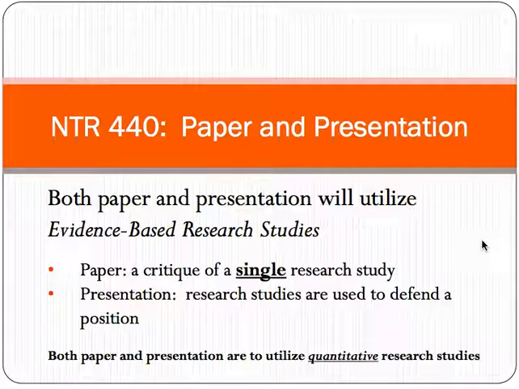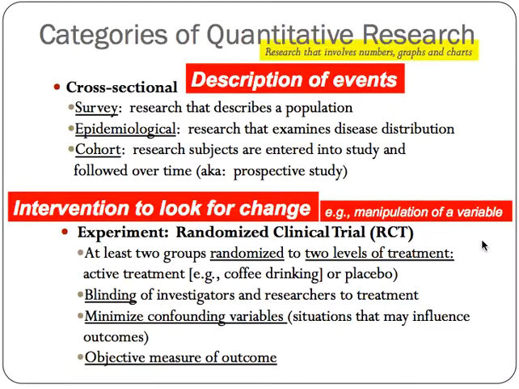Qualitative research, on the other hand, is different from quantitative because qualitative studies look at outcomes that aren't able to be numerically measured. Some examples of qualitative research might include open-ended survey questions or conducting focus groups. Again, qualitative research data is not numerically measured, while quantitative research is. I stress this point because for the paper and presentation, only quantitative research studies should be used. A helpful way to tell if a research study is quantitative is to look for numbers, graphs, and charts.